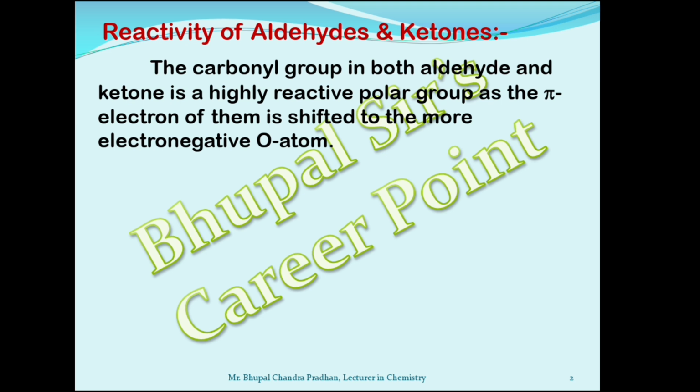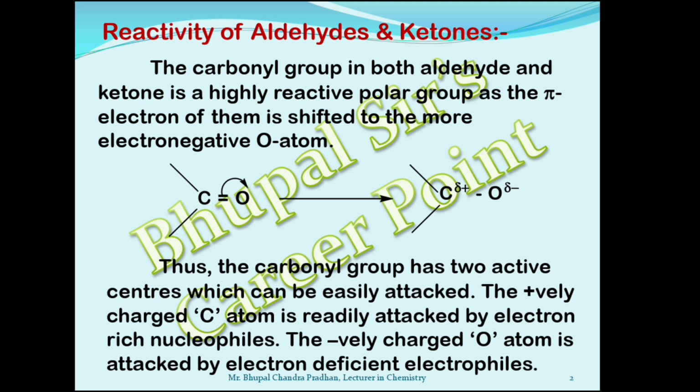The carbonyl group in both aldehyde and ketone is a highly reactive polar group, as the pi electrons of them are shifted to the more electronegative oxygen atom, as a result of which oxygen acquires a partial negative charge and the carbonyl carbon acquires a partial positive charge, as shown in the diagram. As oxygen is more electronegative than carbon, the pi bond is shifted more towards the oxygen atom and it acquires a partial negative charge, while the carbonyl carbon acquires a partial positive charge. Thus, the carbonyl group has two active centers which can be easily attacked.